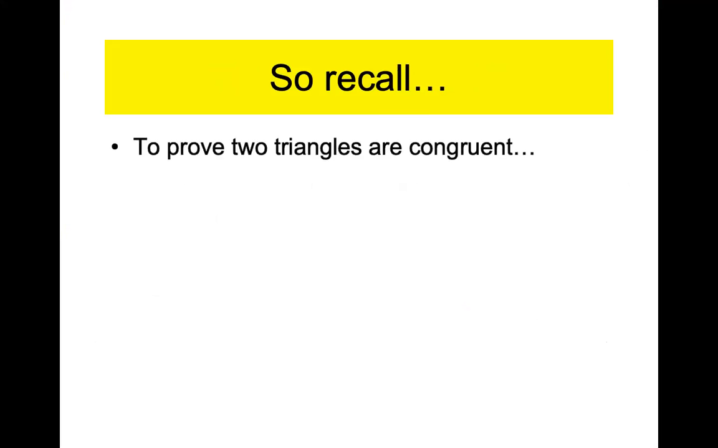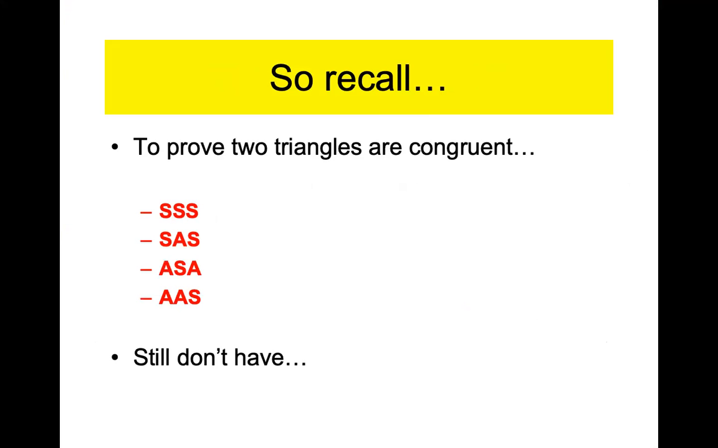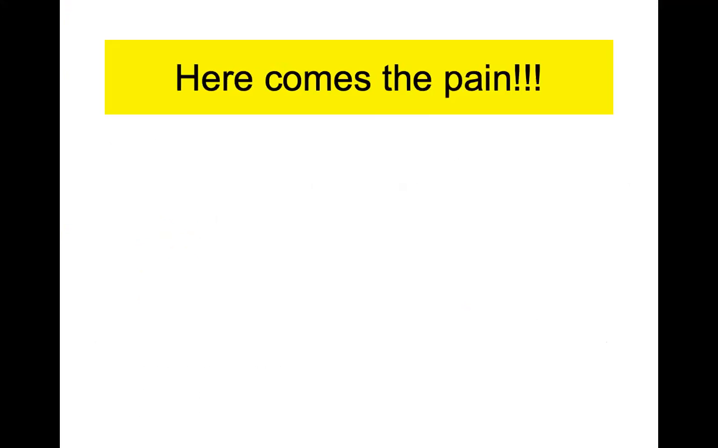So recall that to prove 2 triangles congruent, now we have 4 ways. We got SSS, we got SAS, we got ASA, and now we have AAS. Let's get one more because why not? All right. What still don't we have, by the way? Which ones do we not have? We don't have SSA, we don't have AAA. So we still don't have those 2 right there.